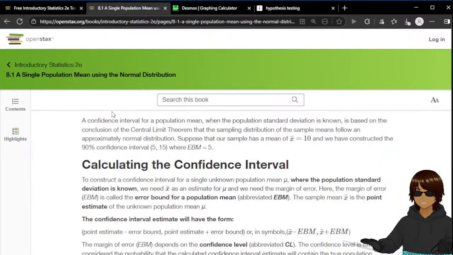A confidence interval for a population mean, when the population standard deviation is known, is based on the conclusion of the central limit theorem that the sampling distribution of the sample mean follows an approximately normal distribution. Suppose that our sample has a mean of x bar equal to 10 and we have constructed the 90% confidence interval where EBM is equal to 5.